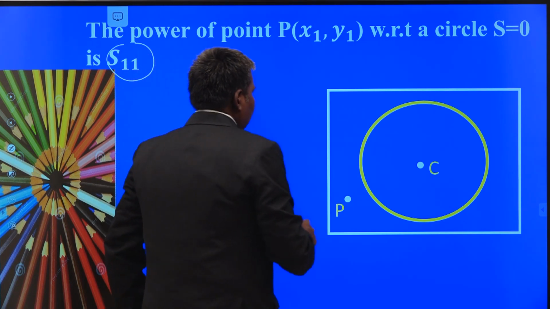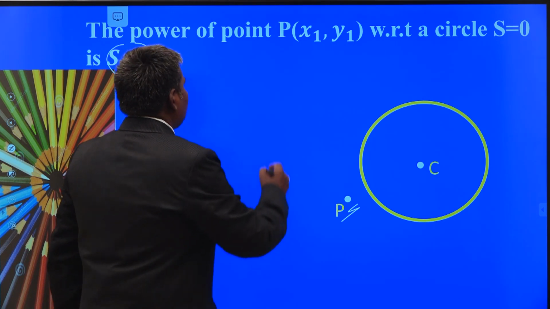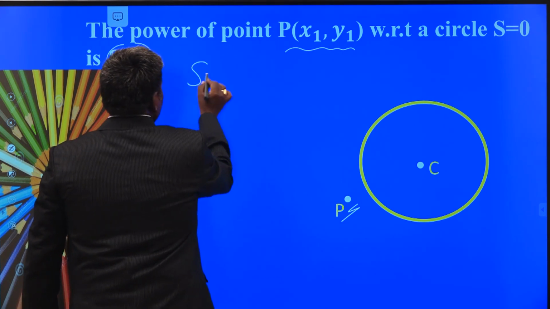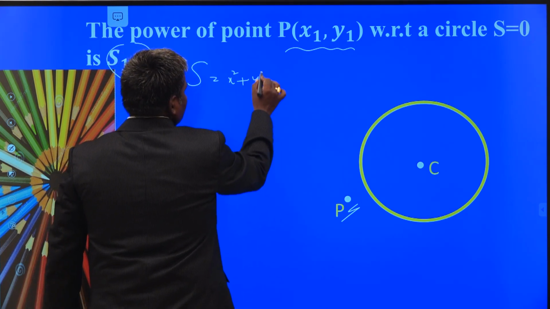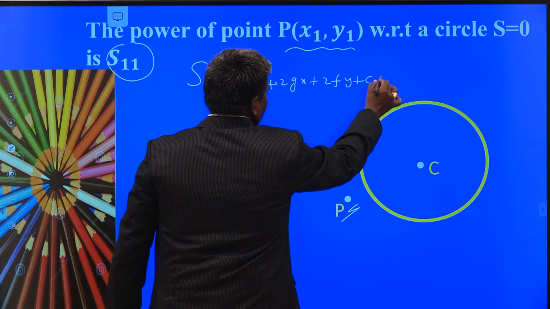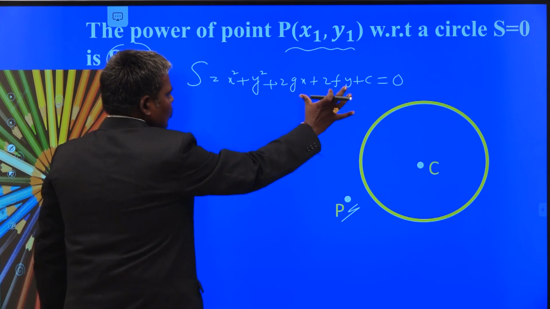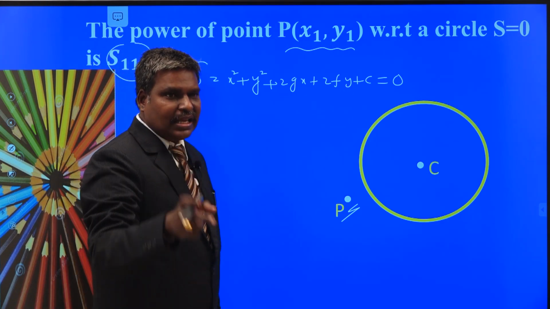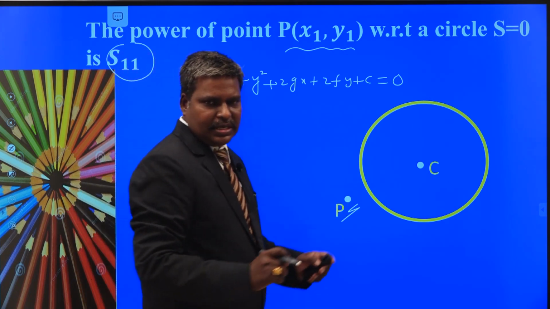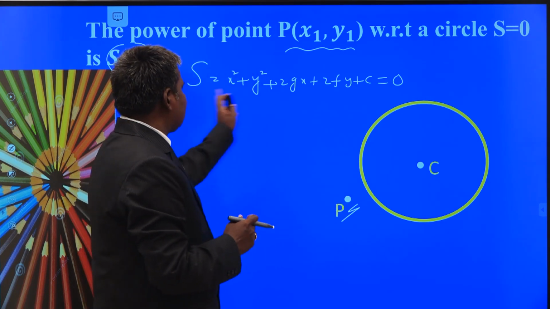Now we are going to find the power of point P with respect to the circle. Understand? My point is P(x1, y1), this is C. What is my S? S is equal to x square plus y square plus 2gx plus 2fy plus c, and this is equal to 0. Up to this expression, S is an expression. If you take it as equal to 0, that becomes the equation of the circle. So S equal to 0 is there.